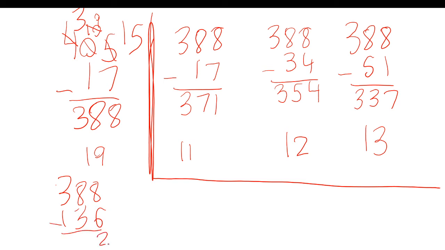8 minus 6 is 2. This is 5. This is 2. 252. We have a multiple of 9. 2 plus 5 is 7. 7 plus 2 is a 9. So we have this 9 over here, this multiple of 9. Now let's check it out.